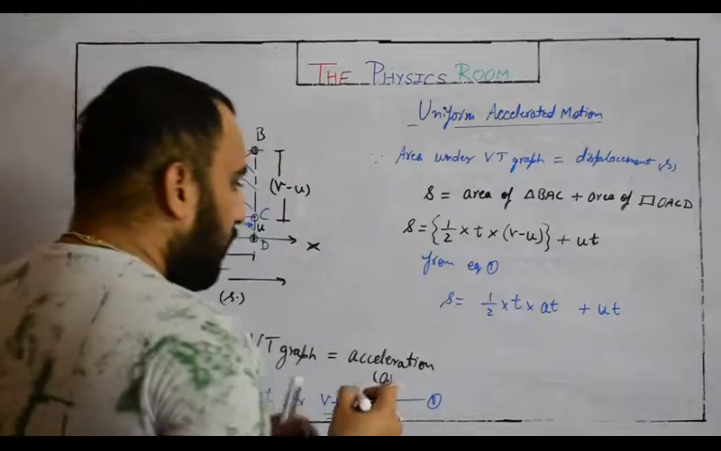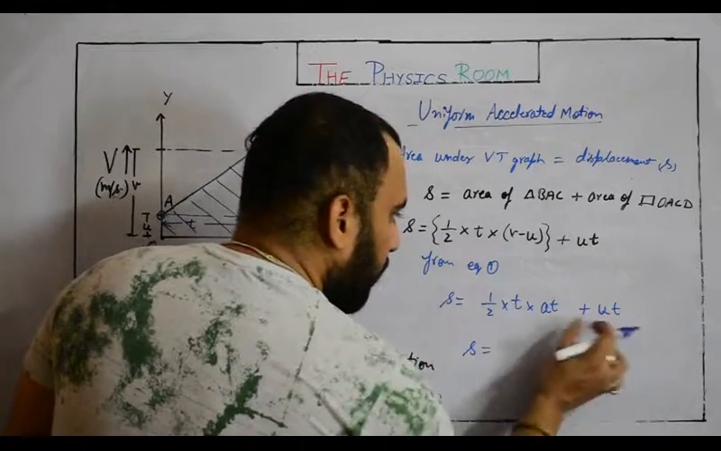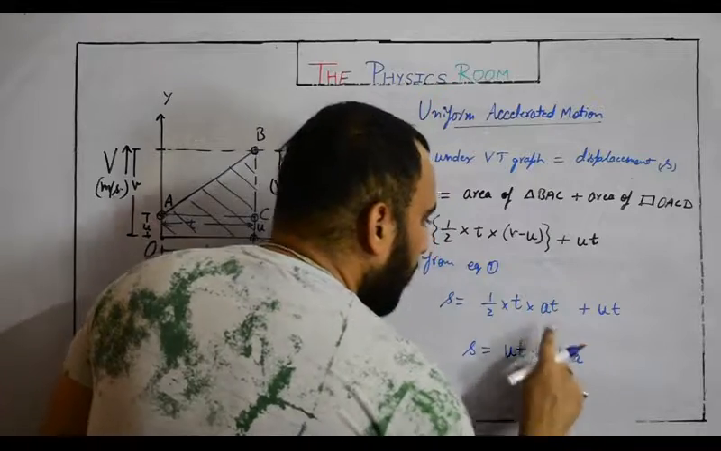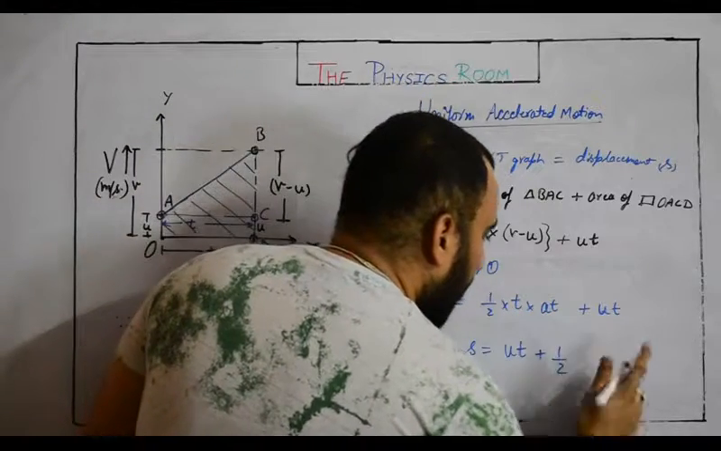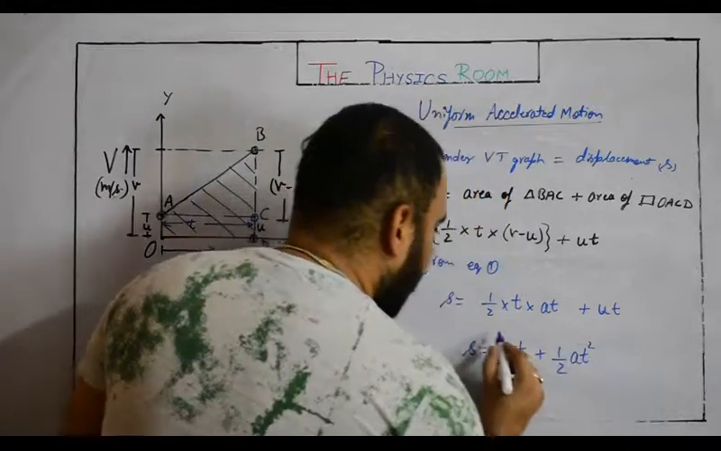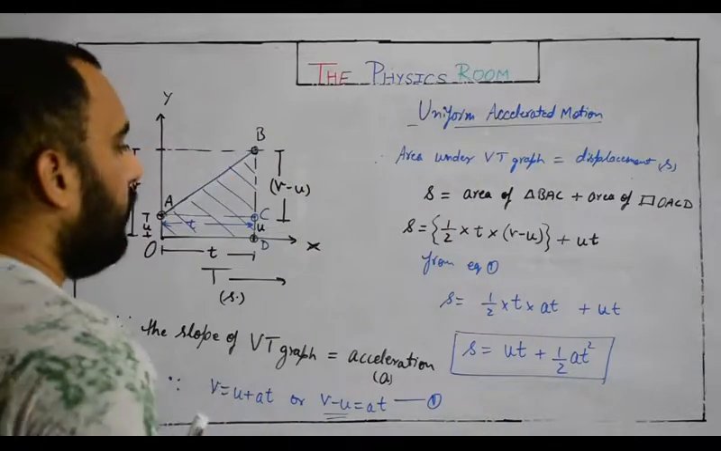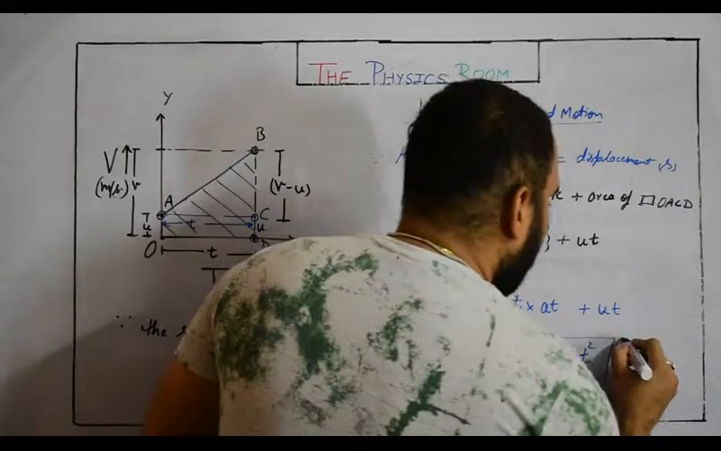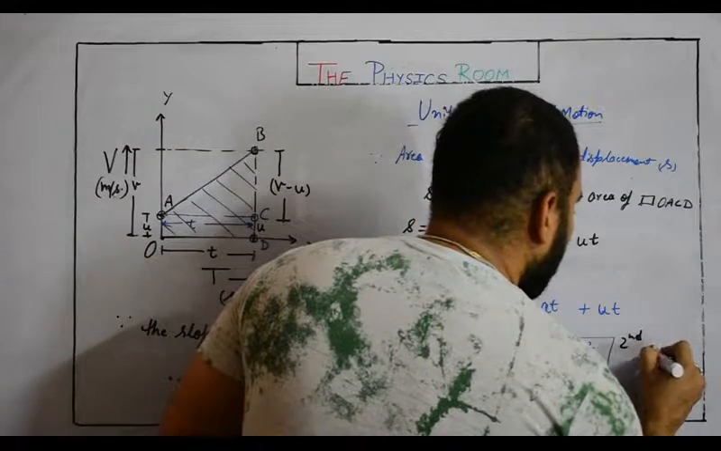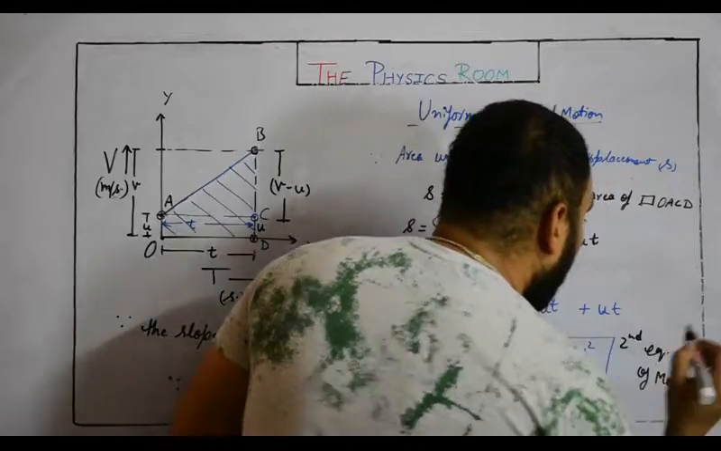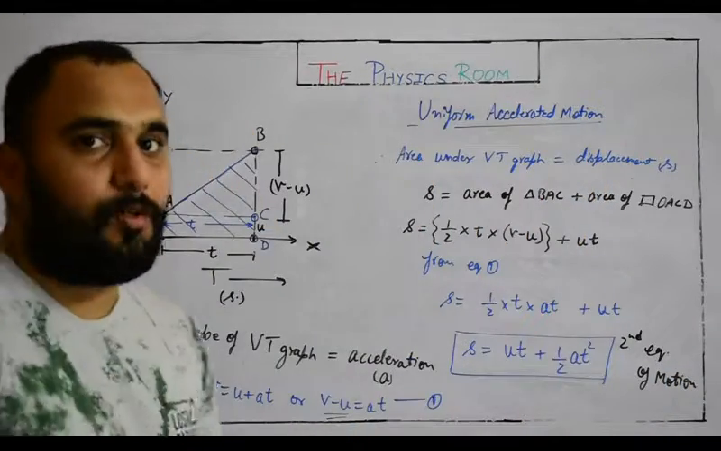Now please focus. We can write it like this. S equals UT first, plus half AT into T, that is T square. So half AT square, which is the second equation of motion. So we have derived the second equation of motion with the help of the graph.